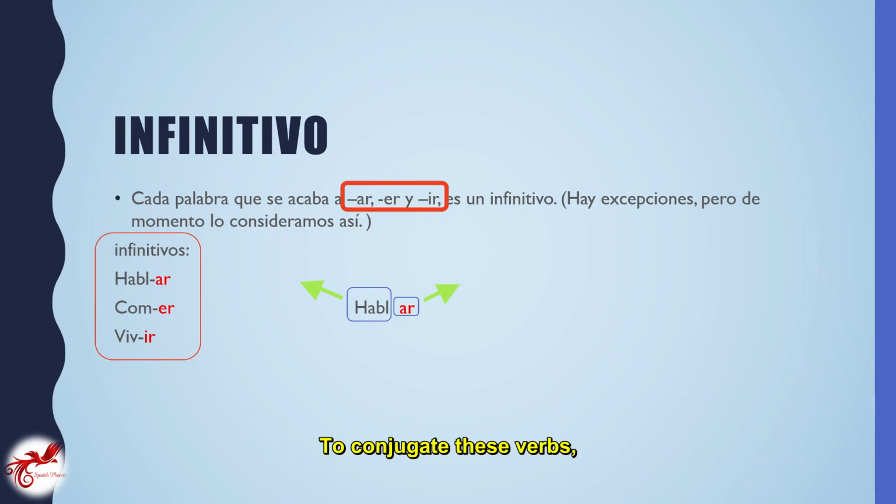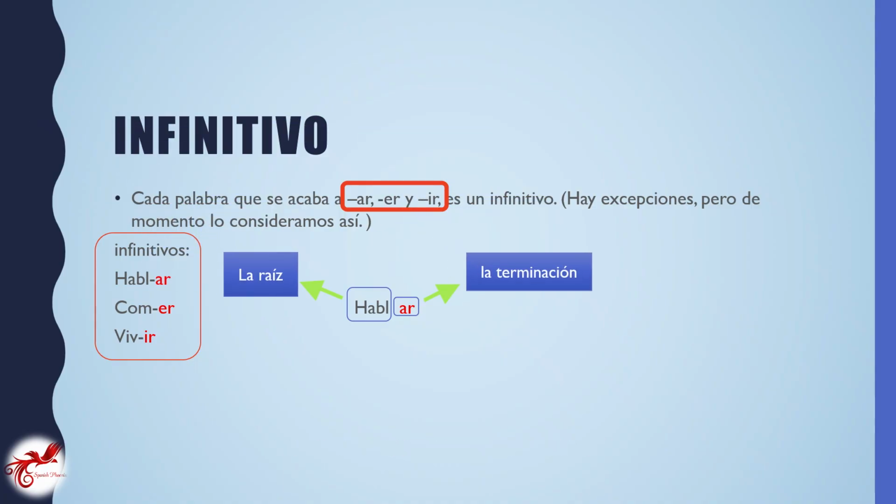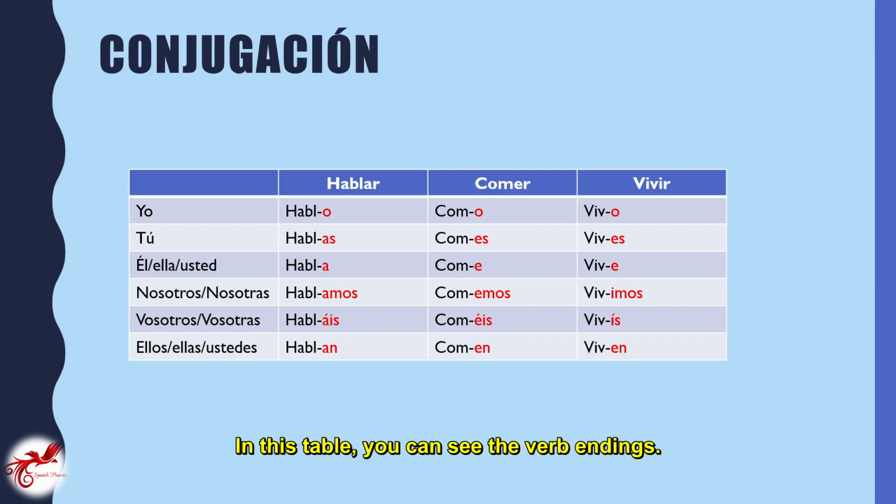To conjugate these verbs, we need to break the word down. First, we separate the ending, we remove the last two letters, and what remains is called la raíz, or the root. Then we add the appropriate endings. In this table, you can see the verb endings. Keep in mind that these endings are the same for irregular verbs as well.